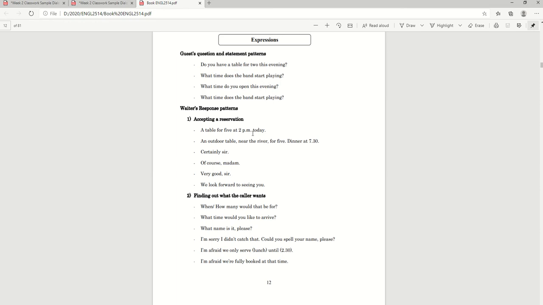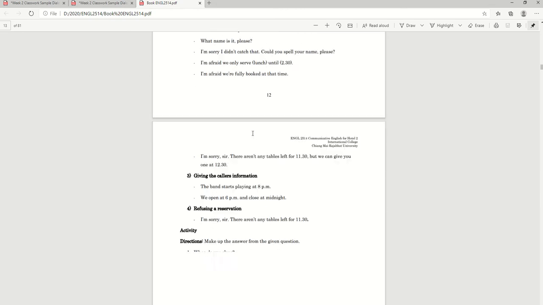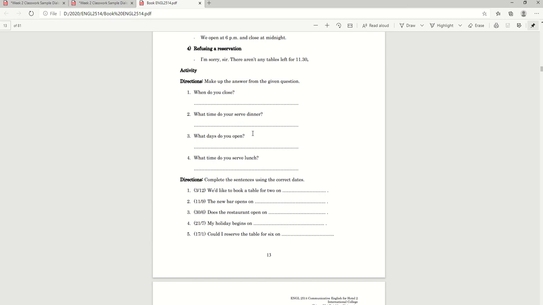are some expressions used in taking a table reservation or asking about the information of the restaurant. For example, time for closing, time for opening, or what kind of food are served in the restaurant. And there are two activities or exercises for you to practice, which are very simple, very easy ones. So let's work together, okay?